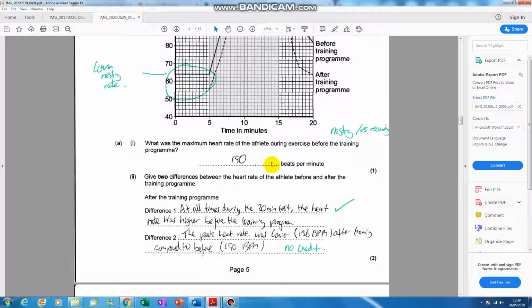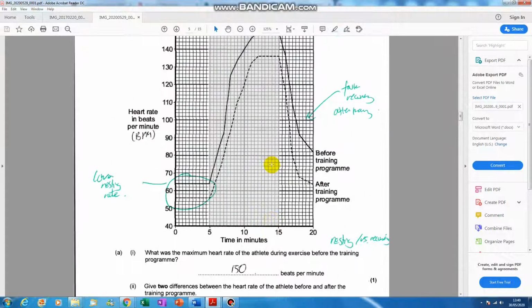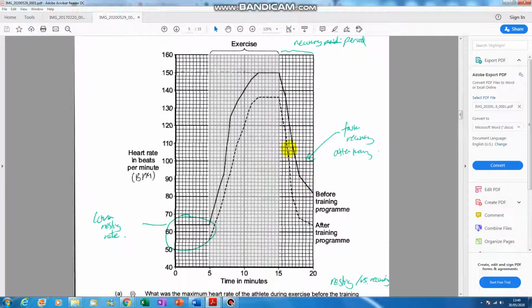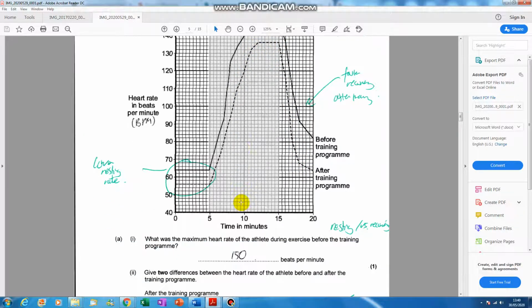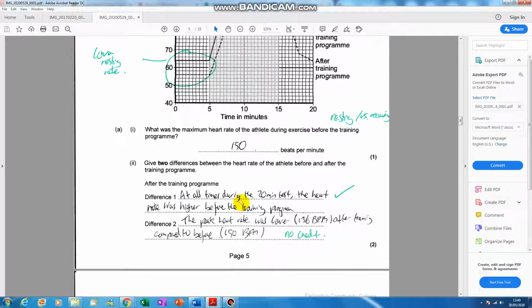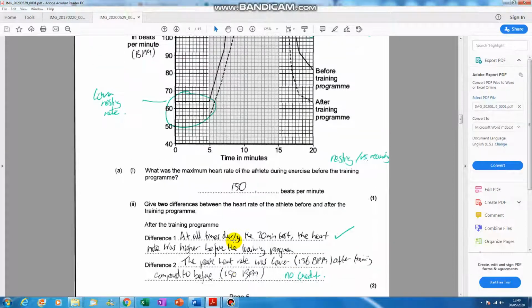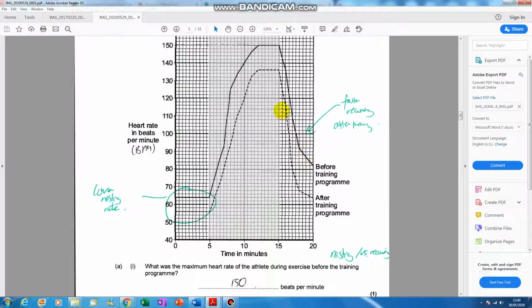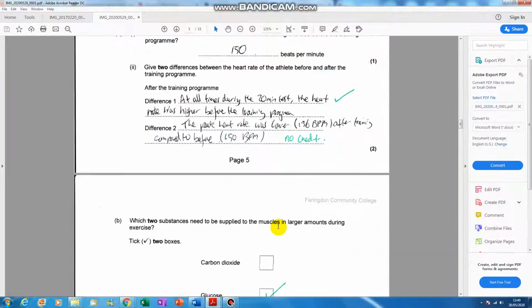The heart rate was higher before the training program. So by that I meant you can see that this line here, the beats per minute, were higher than the heart rate after the subject had completed the program. The peak heart rate was lower compared to before he did the training program. Okay, and the last, so I went for those 2.